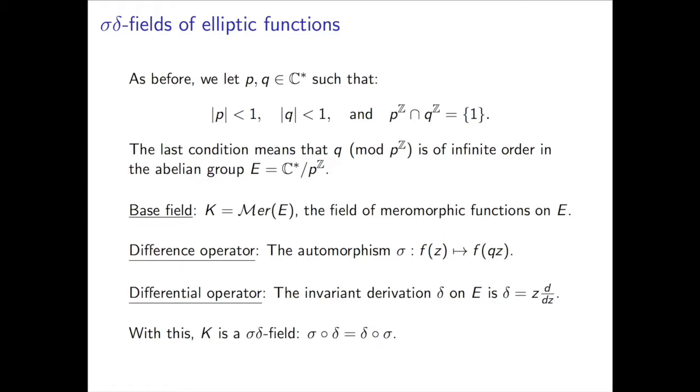And then my differential operator is going to be written explicitly as just z d/dz. And with these definitions, you can check from the chain rule that sigma and delta commute. And so I get to do differential Galois theory over this base field with this structure.